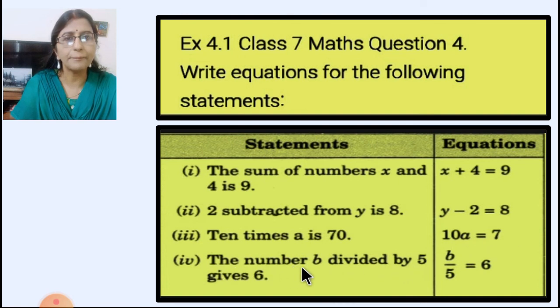Now next is the number b divided by 5 gives 6. So divided they have given. So b divided by 5. So you can see here b upon 5, or you can write 1 upon 5 into b also, but here according to the statement we have to frame the equation. So here they have given very clearly b divided by 5. So b upon 5, and it gives means equal to 6. So this is the way you will convert the statement into an equation.